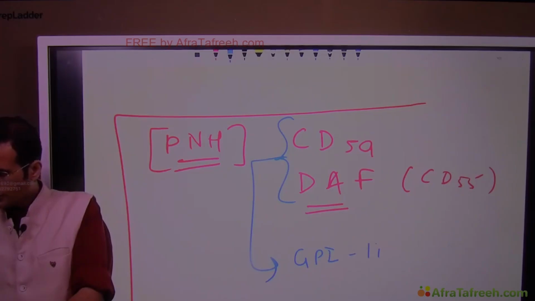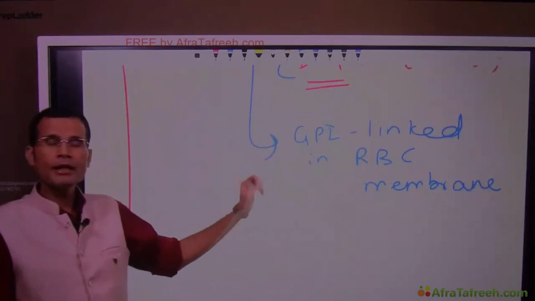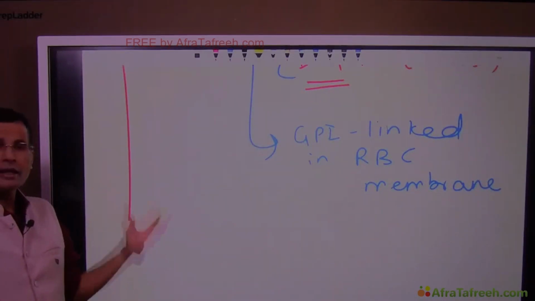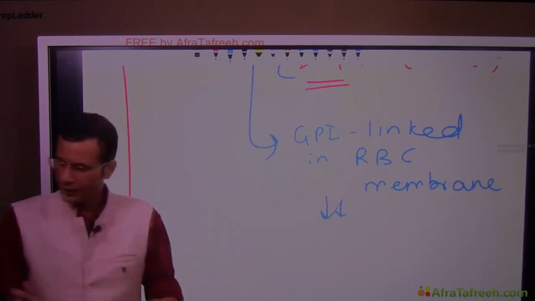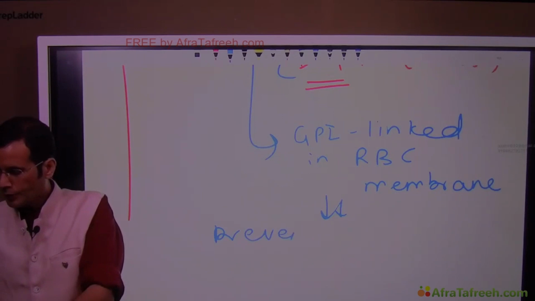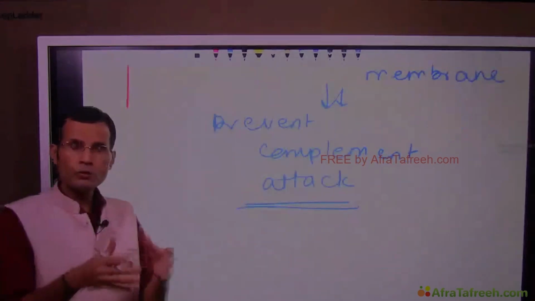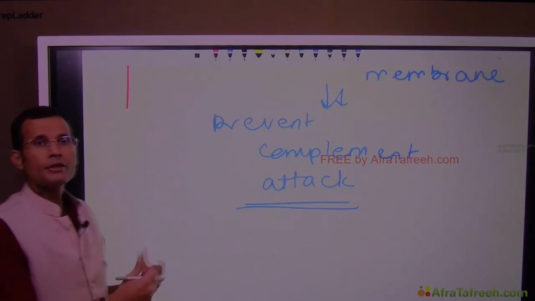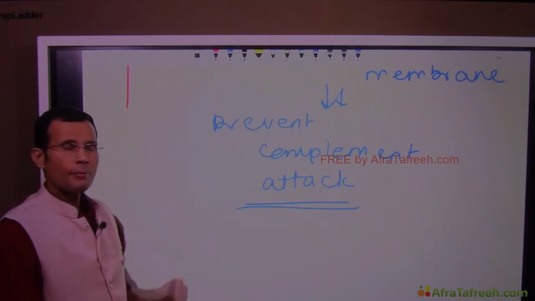These are the GPI linked proteins in the red cell membrane, RBC membrane. Remember, RBC membrane has these GPI linked proteins CD59 and decay accelerating factor, DAF. And what is the function of these proteins? They prevent complement attack on the red cells, our own RBCs. They can be under threat from the complement system. So that's prevented by these GPI linked proteins on the red cell membrane.